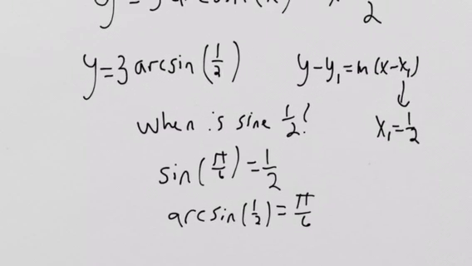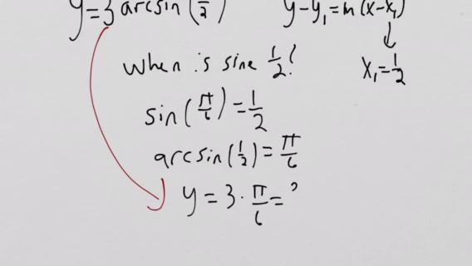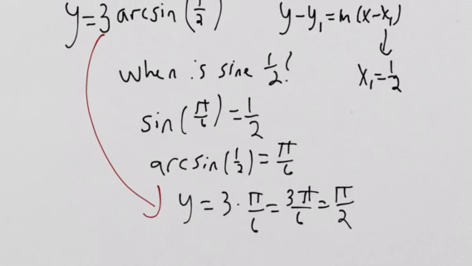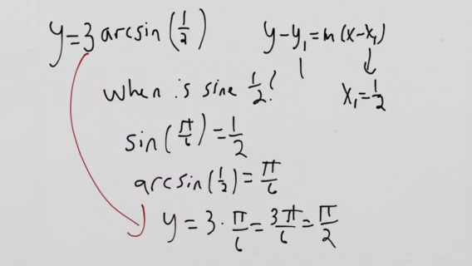Okay? So then if we come back up here and we're saying arcsine of 1/2 is pi over 6, well then, that means that in this case, y is going to equal 3 times pi over 6, which is 3 pi over 6, which is pi over 2. Okay, so this just comes from unit circle knowledge, something else that I've just kind of memorized over time, knowing that arcsine of 1/2 is pi over 6, or that sine of pi over 6 is 1/2. So then I do 3 times that to get the pi over 2. So now I know that my y1 is pi over 2.